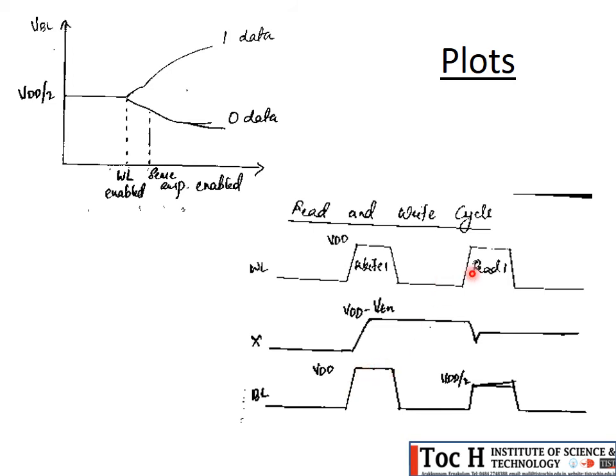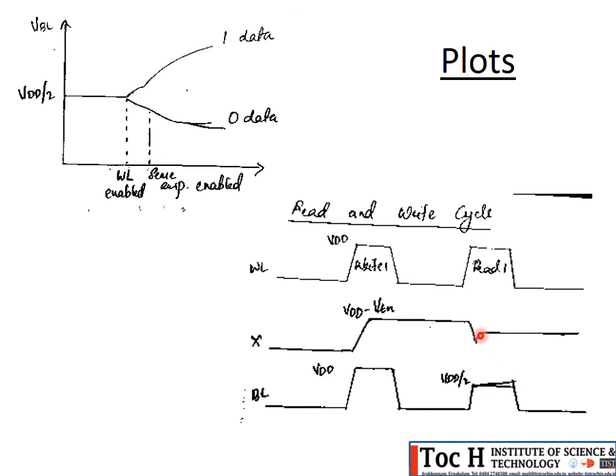Now during the read operation, you can see here what is the value stored in the capacitor. It is actually VDD minus VTN, the high value that was written. So during the read operation, we need to precharge the BL line to VDD by 2. You can see here, as the word line is enabled, the capacitor voltage starts to decrease, and the BL value starts to increase from VDD by 2.